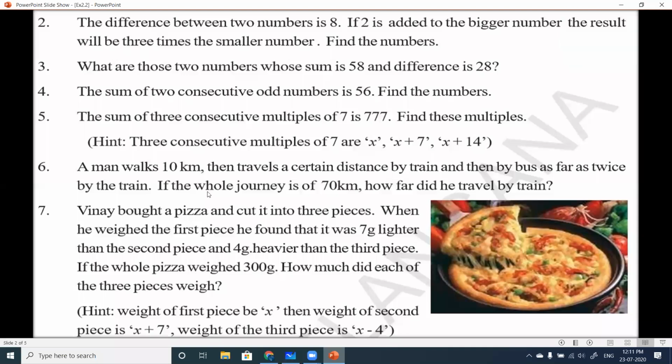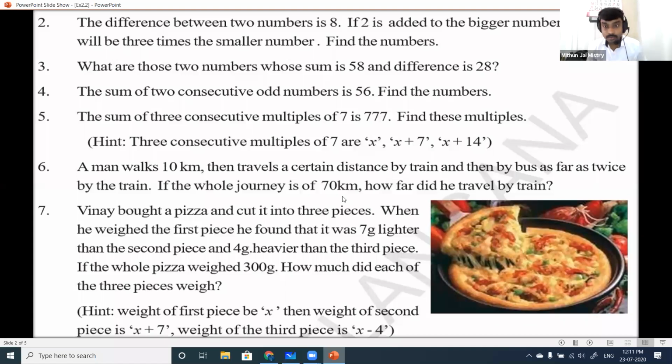Now one more thing is given. The whole journey is 70 kilometers. What do you mean by whole journey? The distance the person has walked plus the distance the person has traveled by train plus the distance the person has traveled by bus. These all 3 together he has traveled 70 kilometers.